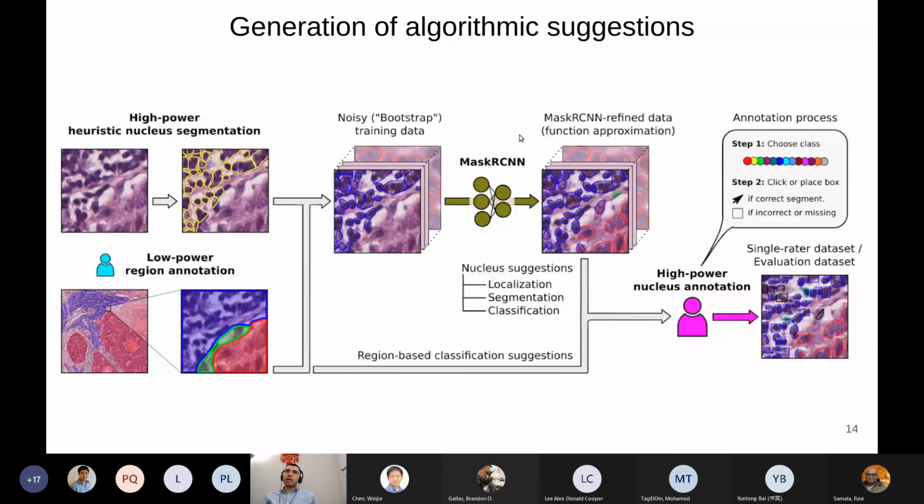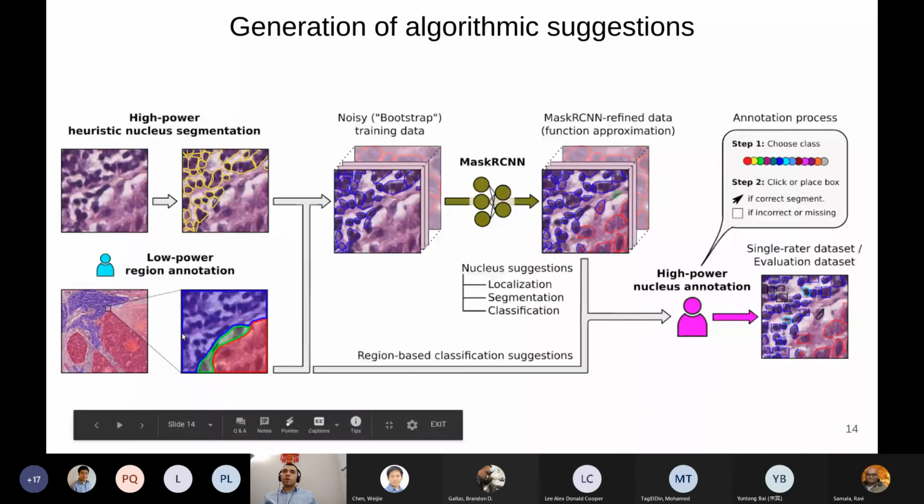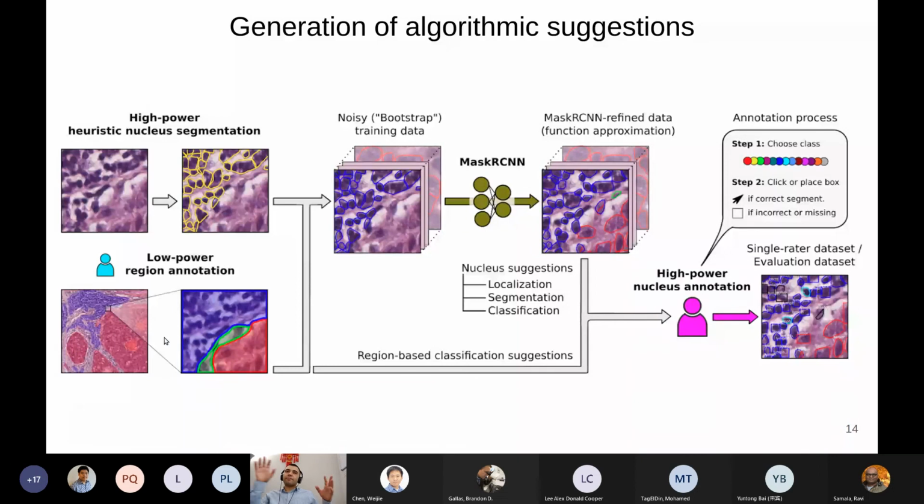model called Mask R-CNN. So we initially had some very weak algorithms that rely on existing image processing methods that give very noisy nuclear boundaries. I'm showing a particularly noisy image here just to illustrate the concept. And then we inherit the labels from the regions. So we say if any nucleus in a lymphocyte-rich region, initially, let's consider it a lymphocyte. Any nucleus in a tumor-rich region, let's consider it a tumor, right?